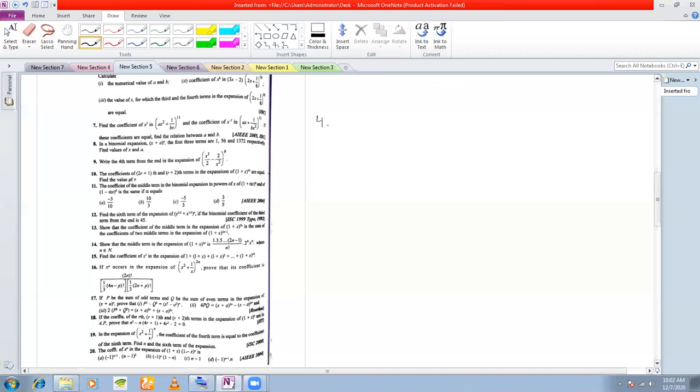If the coefficient of x square and x cube in the expansion of (3 + ax) to the power of 9 are the same, find the value of a. So what is the given binomial? The given binomial is (3 + ax) to the power of 9.